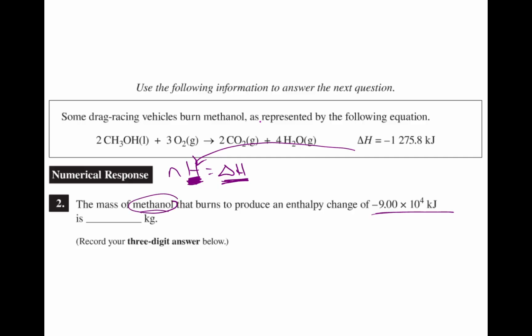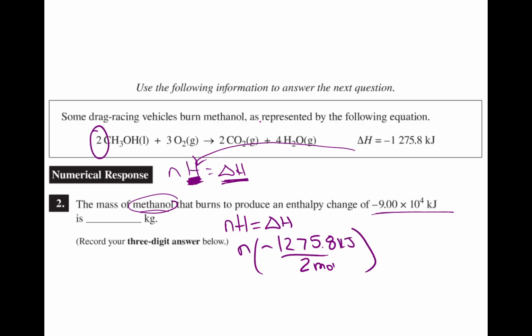To set up this one, you'd have nH, I'm just writing the formula again, equals delta H. So n times negative 1,275.8 divided by 2 moles, because we have 2 moles of methanol, will equal the amount given off, which is negative 9.00 times 10 to the power 4 kilojoules. So we want to isolate n because we know that we can always go between mass and moles with molar mass, and that's what we're eventually finding.